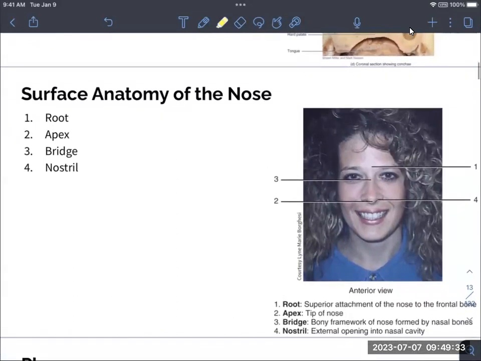So on the outside of the nose, we have this surface anatomy. The root of your nose is actually up towards the top of your eyes. The apex of your nose is at the bottom, just like the apex of the heart is at the bottom. That bridge is the nasal bone. And then the nostrils are those openings.